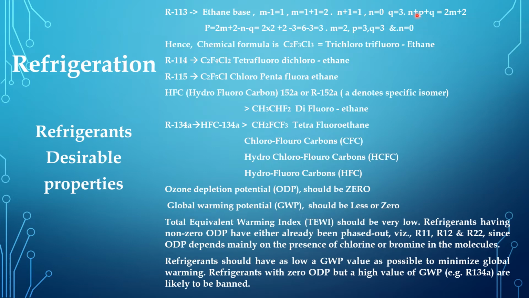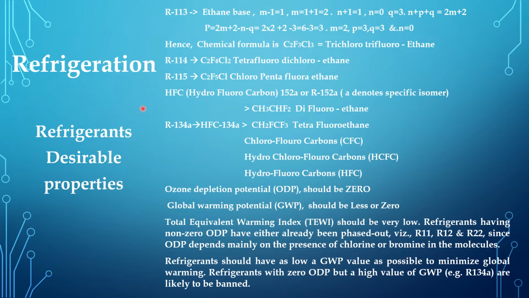Now we can calculate the chlorine atom count. P is equal to 2M plus 2 minus N minus Q. M is equal to 2, so 2 into 2 plus 2 minus N minus Q, so it will come to 3. Hence the chemical formula is C2F3Cl3, trichloro-trifluoroethane. This is the chemical name for R113. Similarly, we can calculate for R114, C2F4Cl2, tetrafluoro-dichloroethane. R115 is C2F5Cl, chloropentafluoroethane.